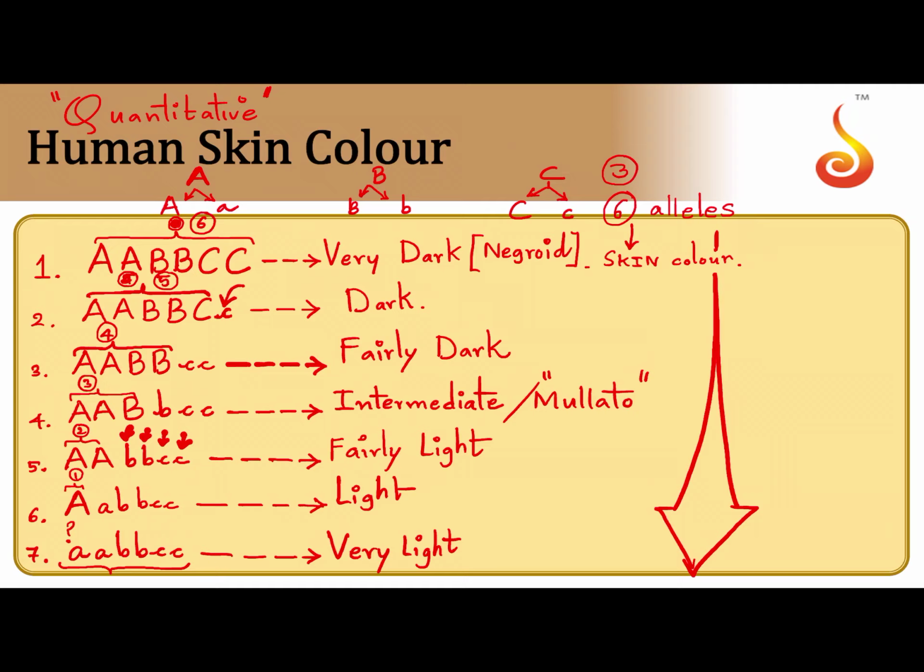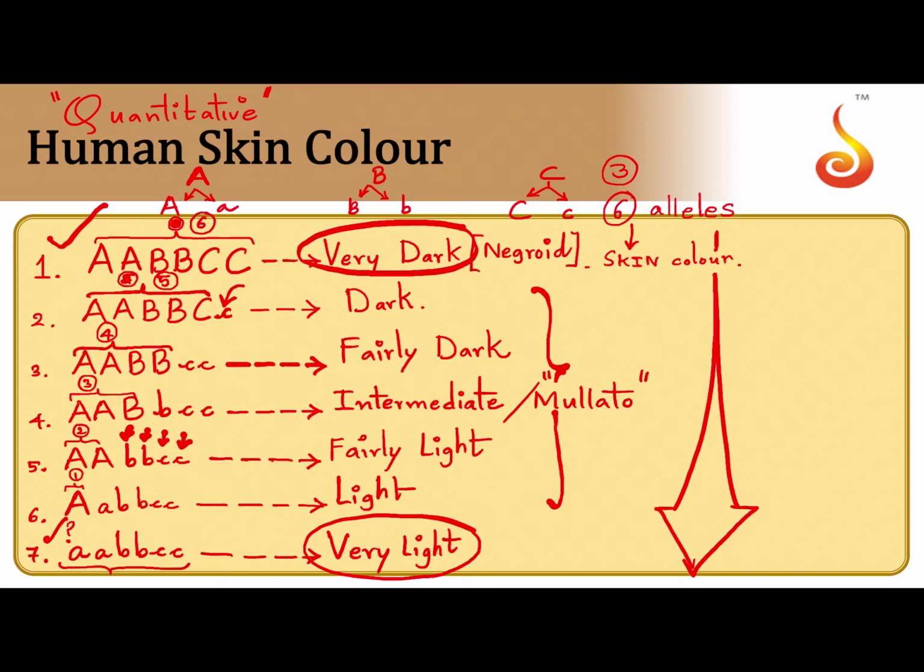But what determines whether the skin is dark or light? It is determined by the relative dosage of what? The dominant and the recessive. In case all of them are dominant, the skin color will be very dark. In case all of them are recessive, the skin color will be very light. And then we saw that there is a delicate interplay between the number of dominant and number of recessive to give rise to all these different colors that we discussed from genotype 2 to genotype 6.